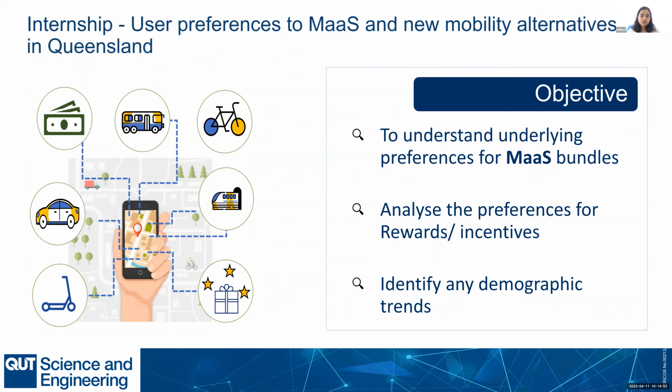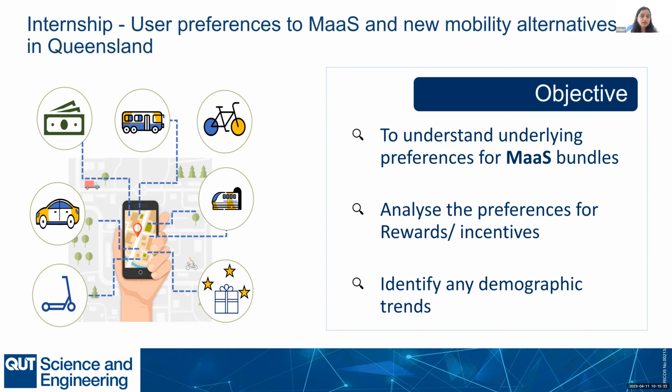So a bit of background, like I mentioned, mobility as a service is like a subscription plan that can cater to all your transport services. This idea, while it is popular in Europe, has not been implemented within Australia. But there are a lot of research teams trying to understand the preferences for MaaS. And in Queensland, ours was the first study.